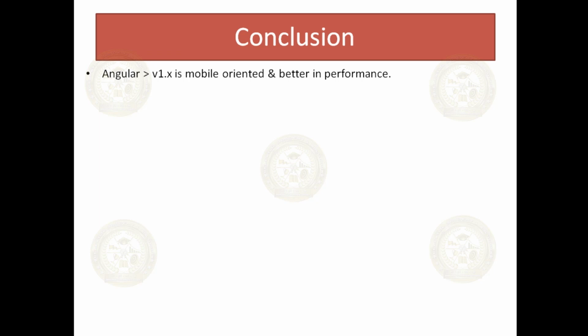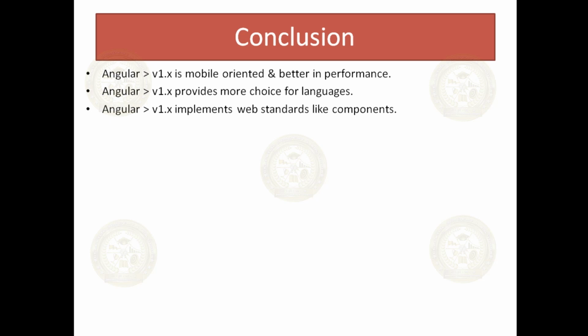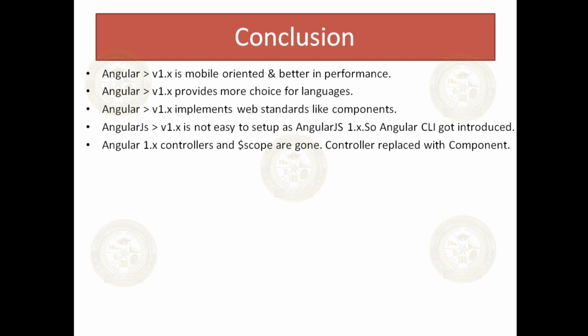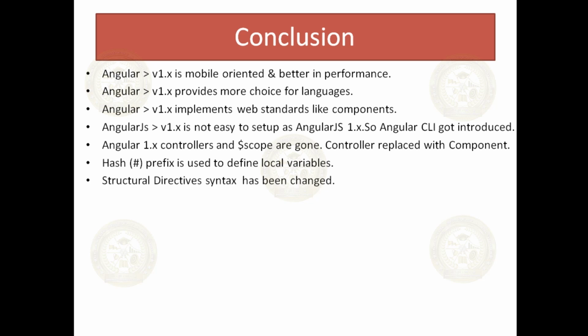So the conclusion: Angular version 2 and above is mobile oriented and better in performance. Angular 2 and above provides more choice of languages. Angular 2 and above implements web standards like components. Angular 2 and above is not easy to set up, so Angular CLI got introduced. Angular 1.x controllers and scopes are gone. Controllers are replaced with components. Angular 2 uses the hash prefix to define local variables.